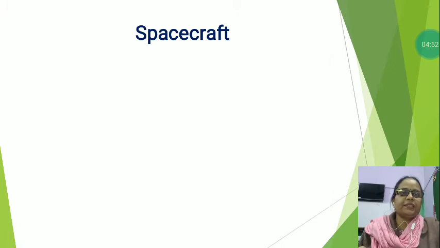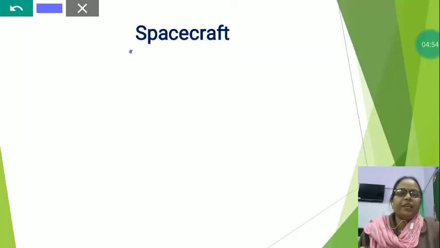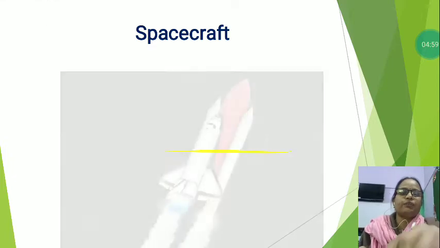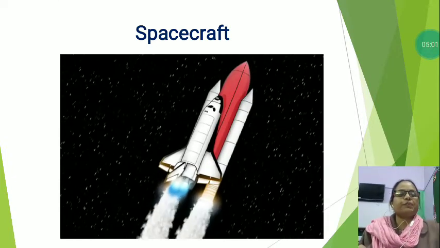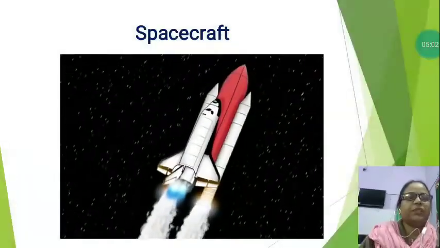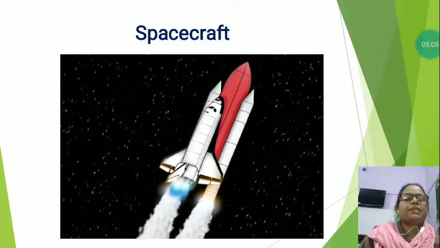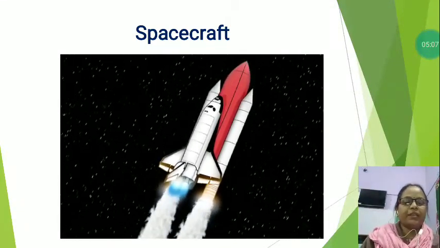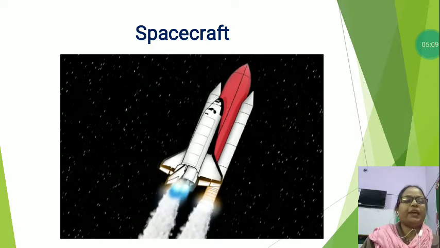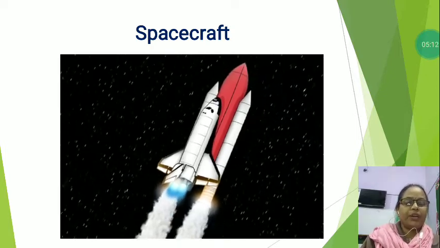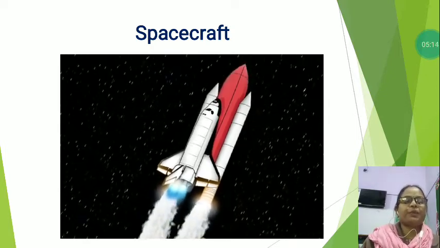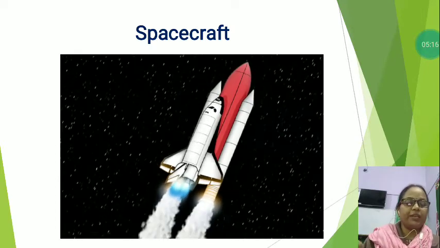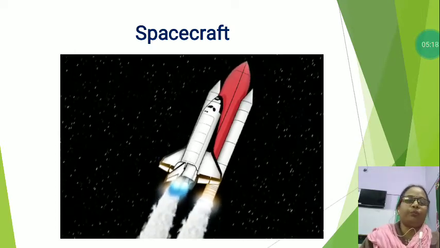Now, the next is spacecraft. You can see this is the picture of spacecraft. Students, a spacecraft is a vehicle that can carry people and cargo beyond the Earth's atmosphere to a space station or orbit and back again home.